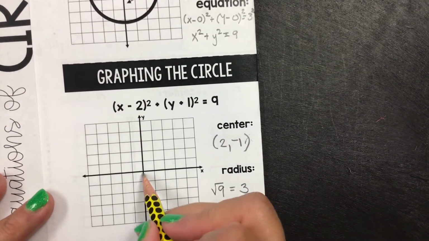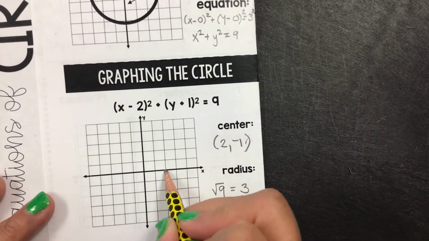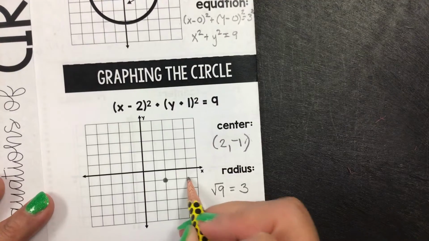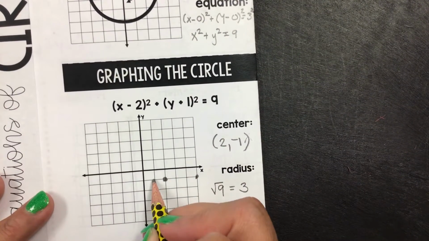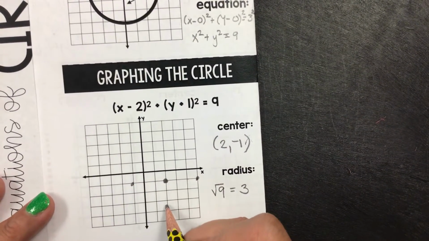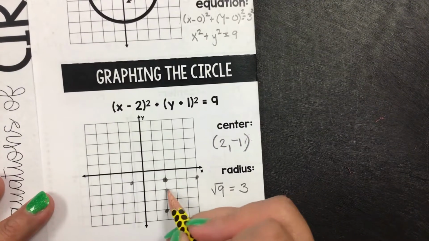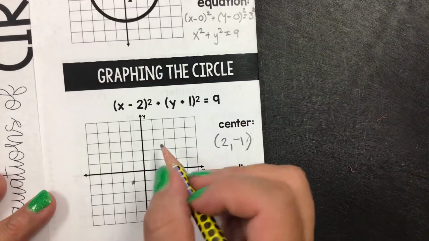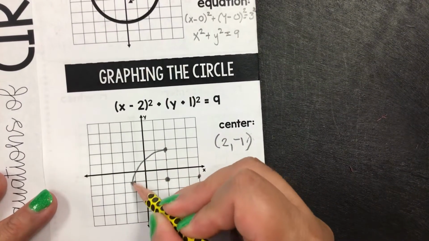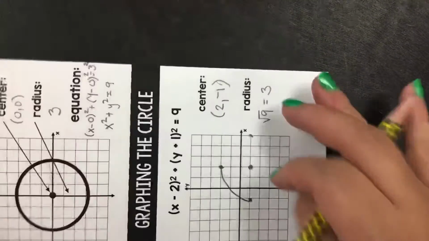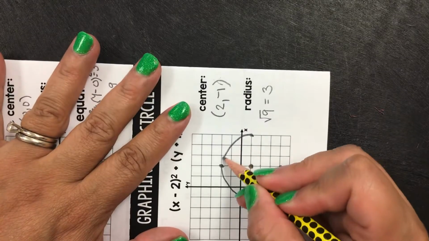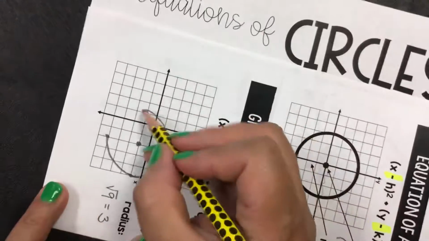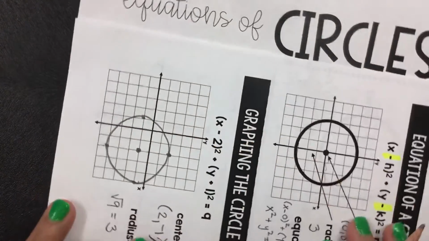Let's go ahead and graph it. We have 2, -1 as the center. 3 is the radius, and you'll go 1, 2, 3 to the right, 3 to the left, 3 down, and 3 up. From here, what I tend to do is just do one arc at a time. If you rotate your paper, it's a little bit easier to make the circle.